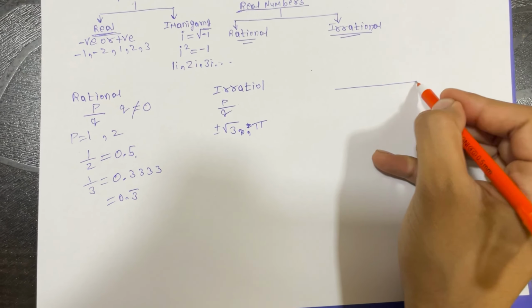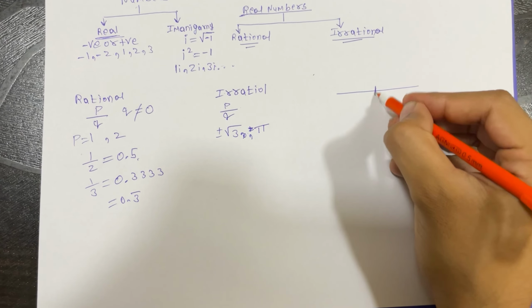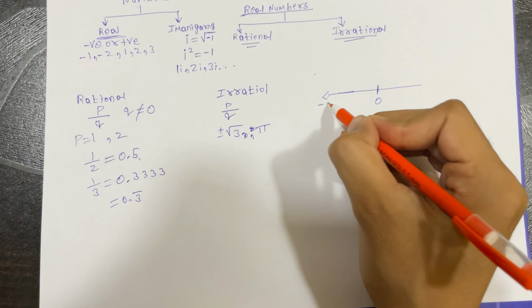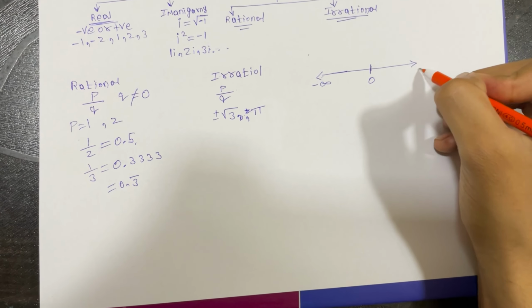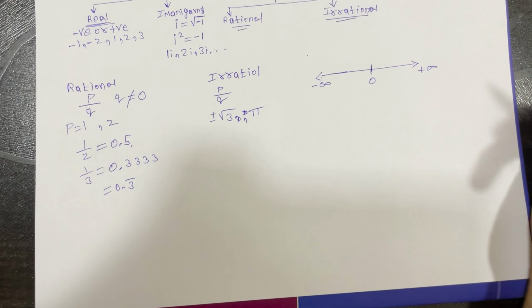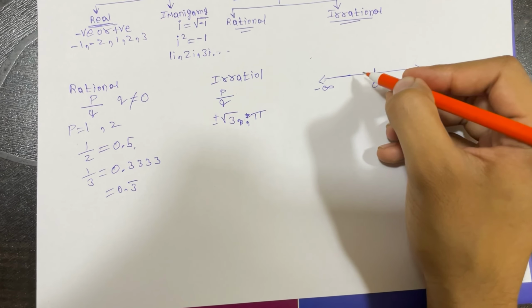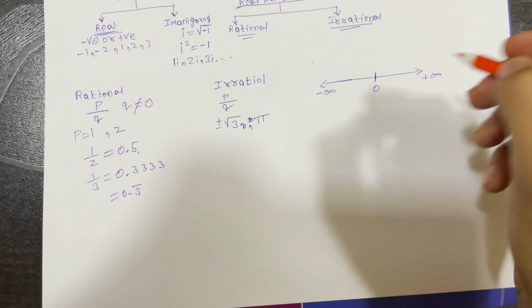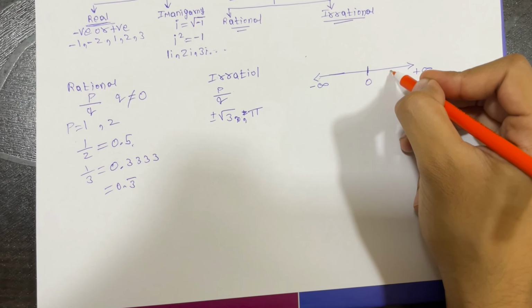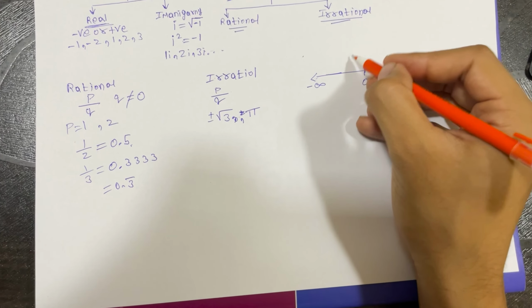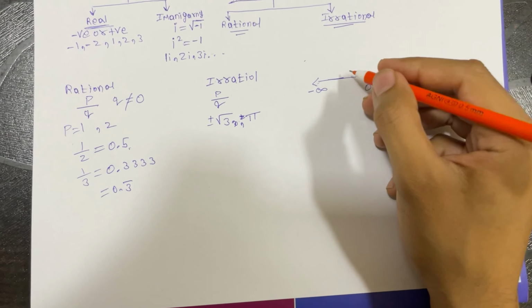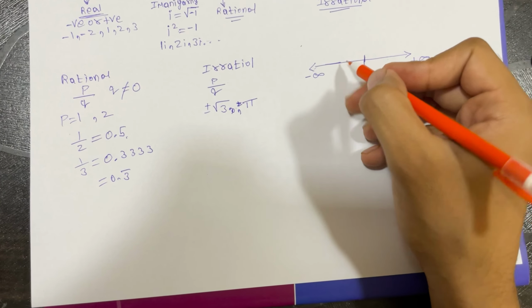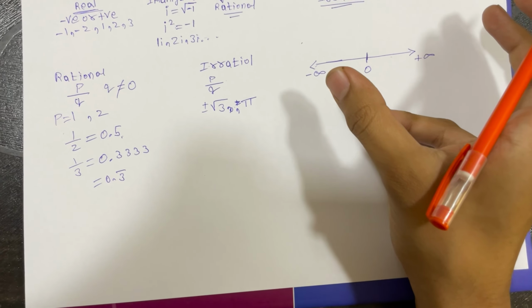When plotting a number line, the number line ranges from -infinity to +infinity. In between that lies irrational numbers as well as rational numbers, and both irrational numbers and rational numbers are under real numbers. So real numbers lie on a number line and imaginary numbers do not lie on a number line.